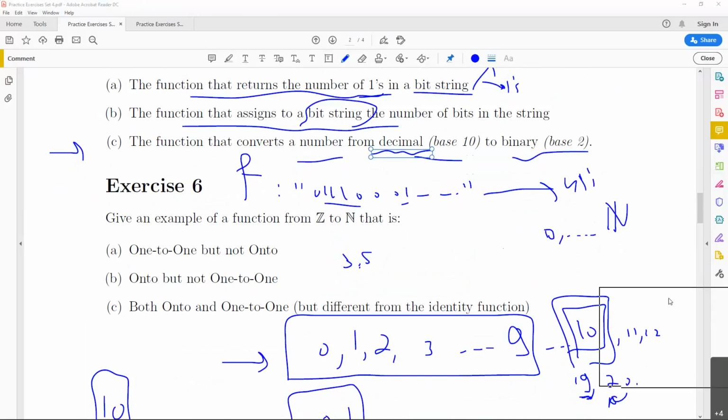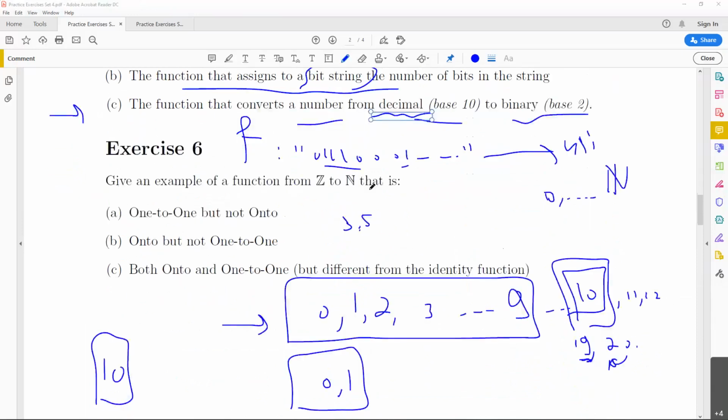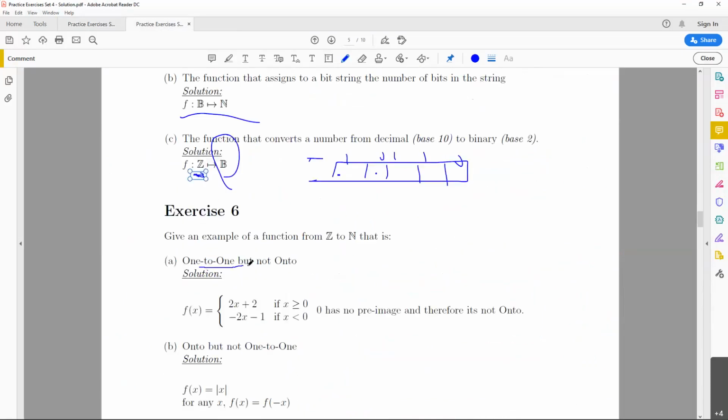Exercise 6. Give an example of a function Z to N that is 1 to 1 but not onto. 1 to 1 but not onto. Okay. So again, 1 to 1 means injective, onto is surjective. Let's just check some of the examples they made. So 1 to 1 but not onto.